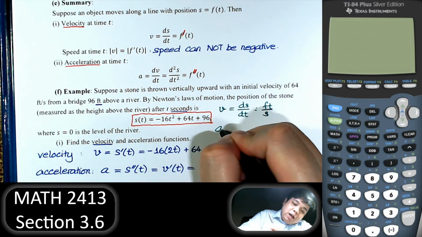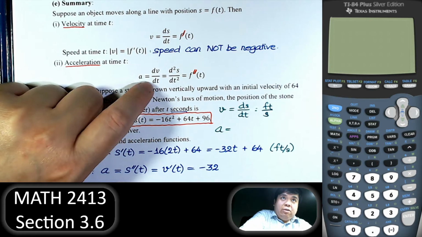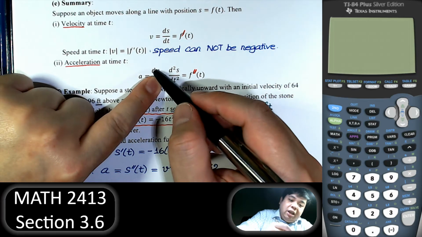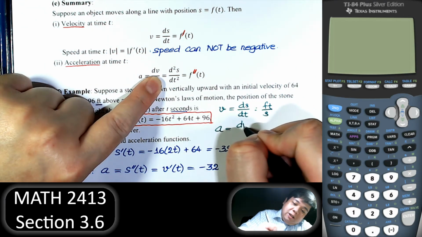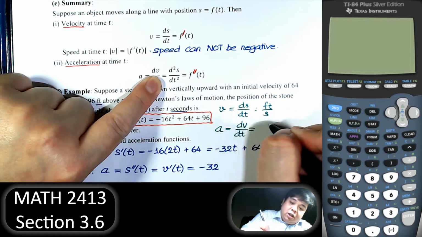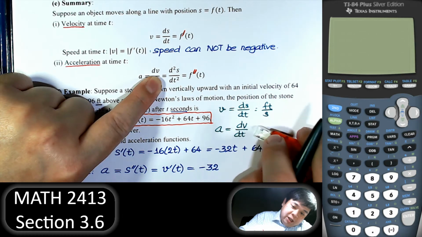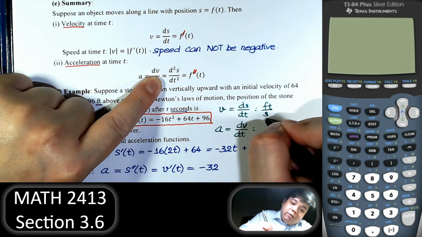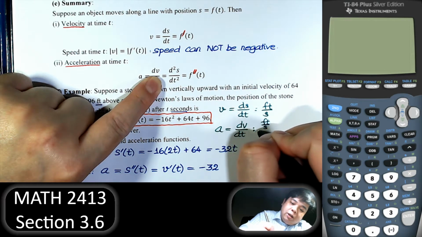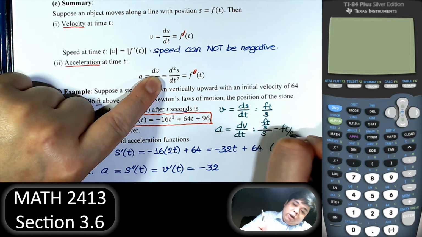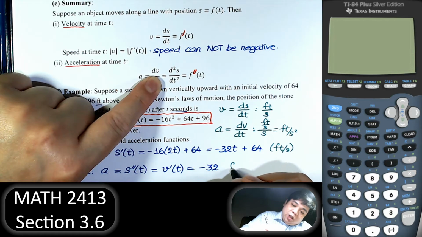Now acceleration. Acceleration is the second derivative of the position function, or the derivative of this. So we're going to have dv over dt, where v is velocity. Again, I'm not going to write the equal sign. V is velocity, so we have feet per second divided by second. So that gives us feet per second squared. So this is the unit for acceleration.